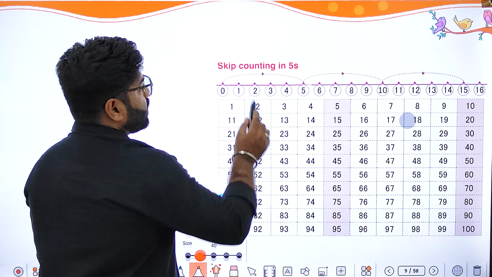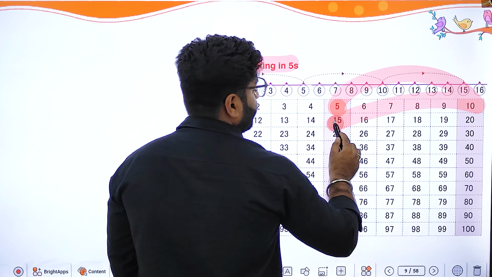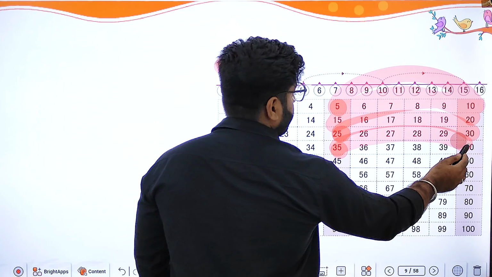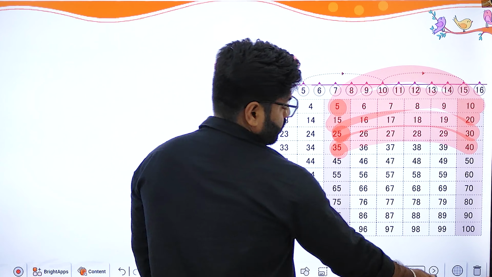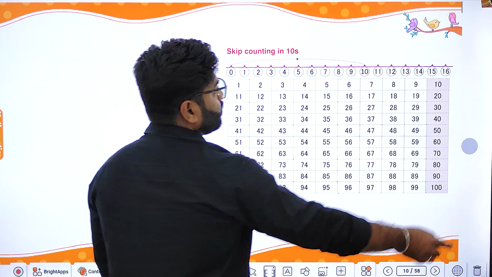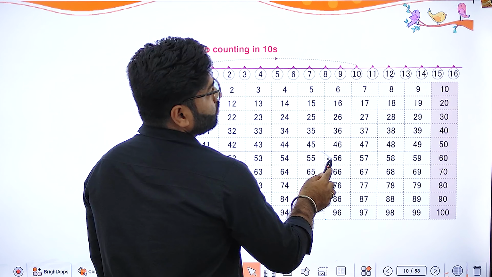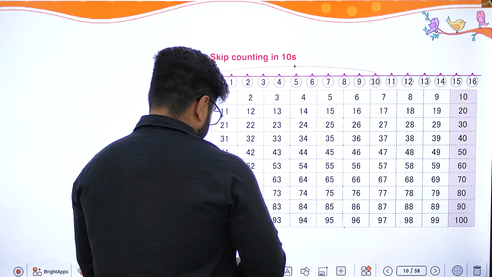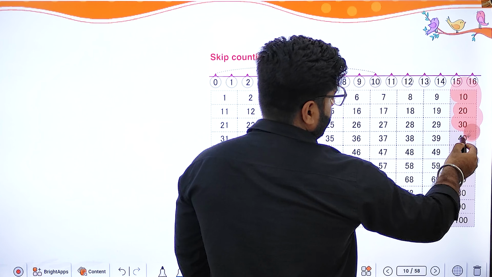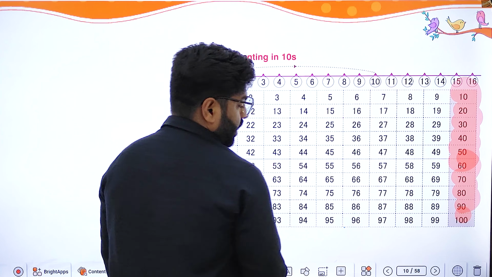Now here we are having skip counting in 5. So we are taking 5, then 10, 15, 20, 25, 30, 35, 40. In this way, we are going to skip 5 numbers each time. Same goes with 10. Here we are going to use 10, 20, 30, 40, 50, 60, 70, 80, 90, 100. Clear?